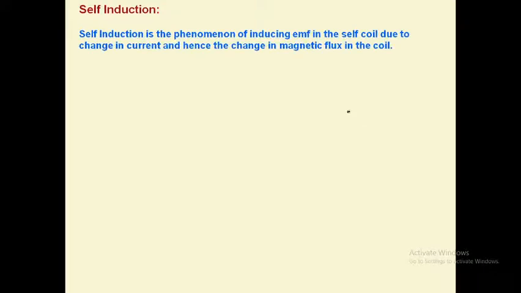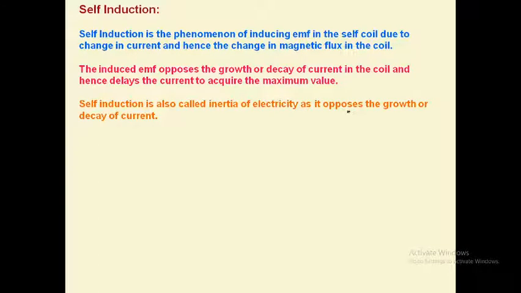Now, two more topics are there in this chapter. One is self-induction, other is mutual induction. Induction is something which we understood up to this point. Induction means due to change in magnetic flux, induced current will be produced. What do we call self-induction? It happens when you have a coil and whenever you try to grow the current or decay the current in the coil, then some opposition comes in the coil, which is called self-inductance.